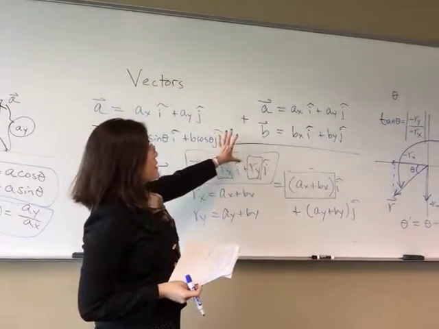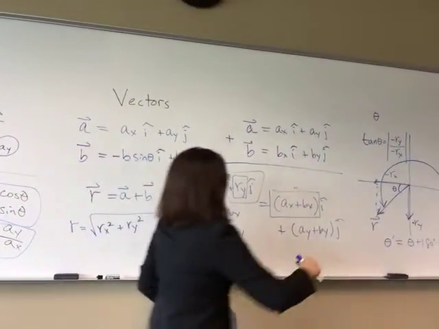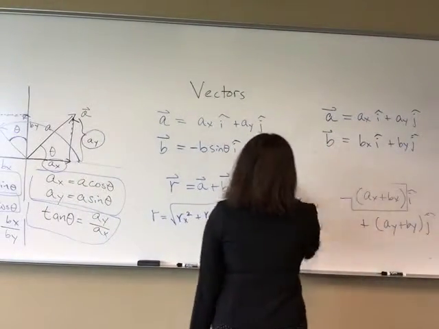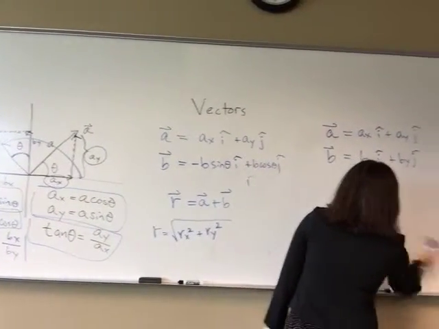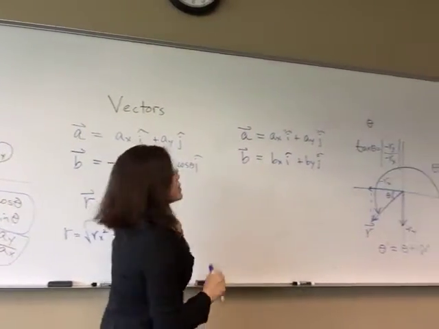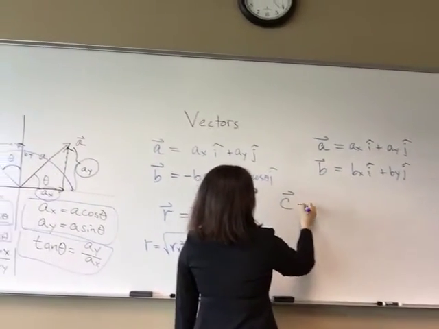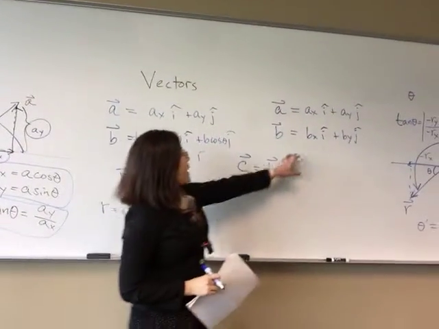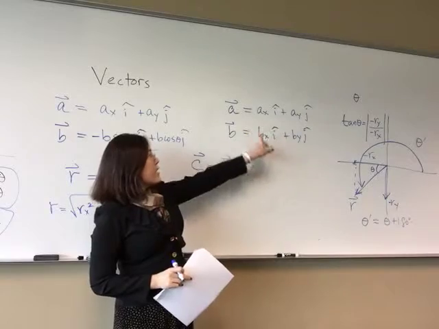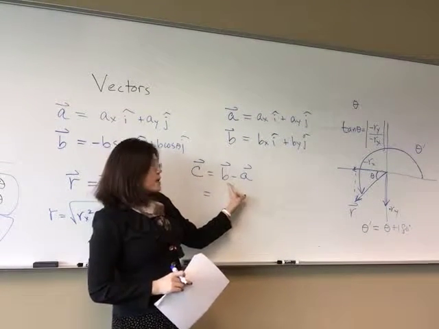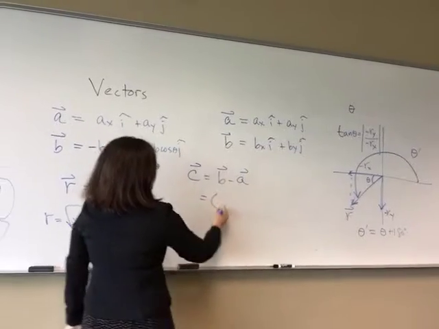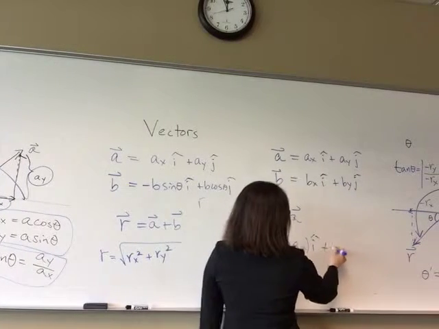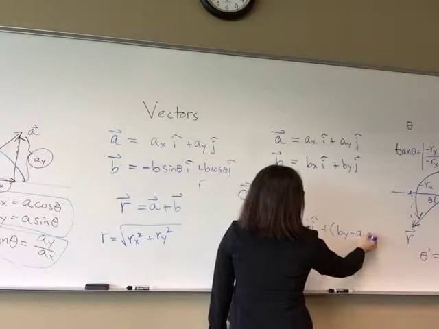When you want to find the difference, it's also the same. Let's say you have a and b, and you want to find b minus a. How do you do that? Let's say your c here is equal to b minus a. Then all you need to do is use the x component, and subtract the x component of a from the x component of b. So you have bx minus ax times i hat, plus by minus ay times j hat.